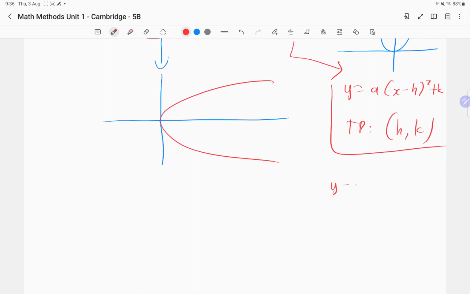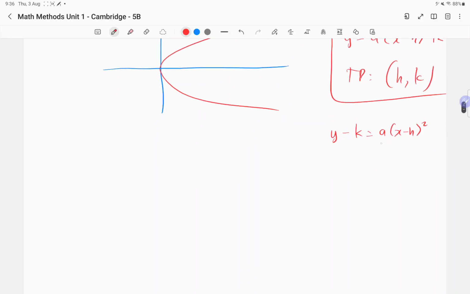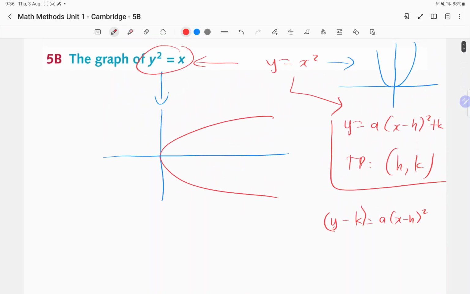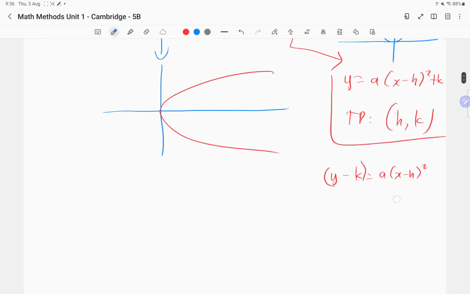So I'll move the k over to the left hand side. y minus k equals a times (x minus h) everything squared. Note that at this point, the y minus k looks very similar to this formula here. It's just that instead of y, you're getting y minus k, and instead of x squared, you just get the single x here. So this one will help you remember how to get the other version.